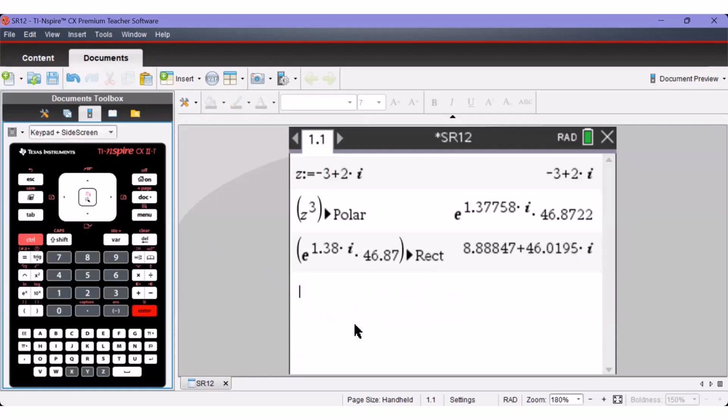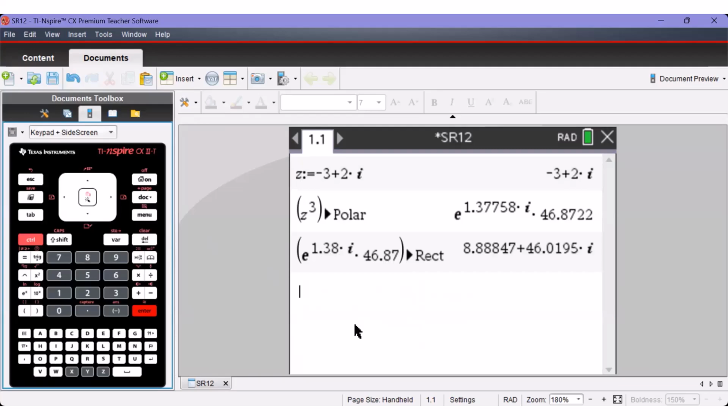And we get a representation for z cubed, correct to 2 decimal places, of 8.89 plus 46.02i. And notice that that is a little bit different to 9 plus 46i.